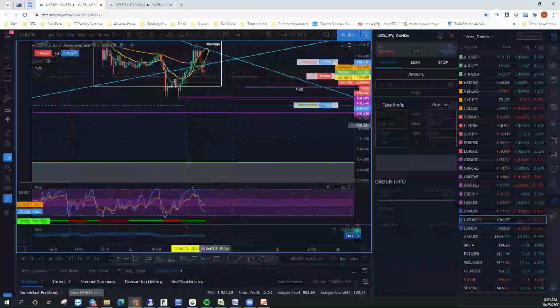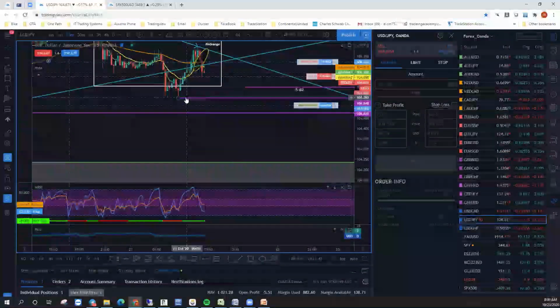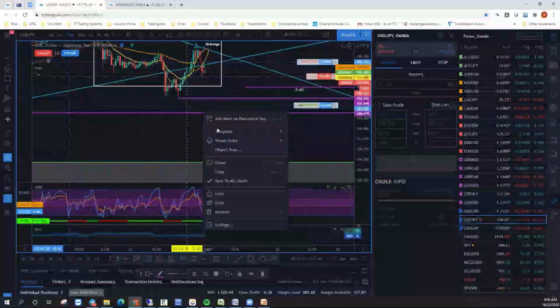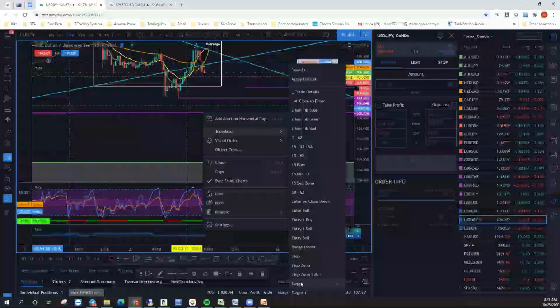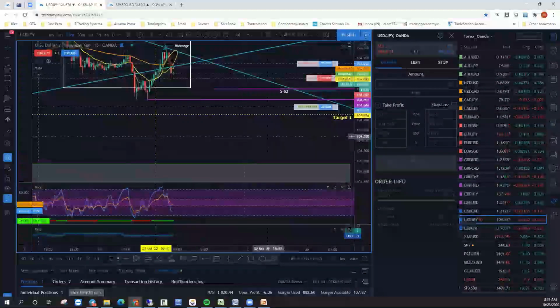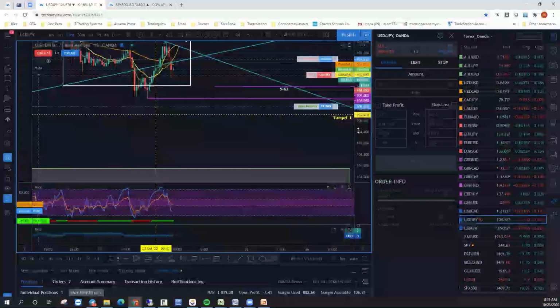So we have this one right here. I'll mark this as a target. And I'll be looking at 104.54, that's about what I'm looking for. I'm looking at this as the main target right here.